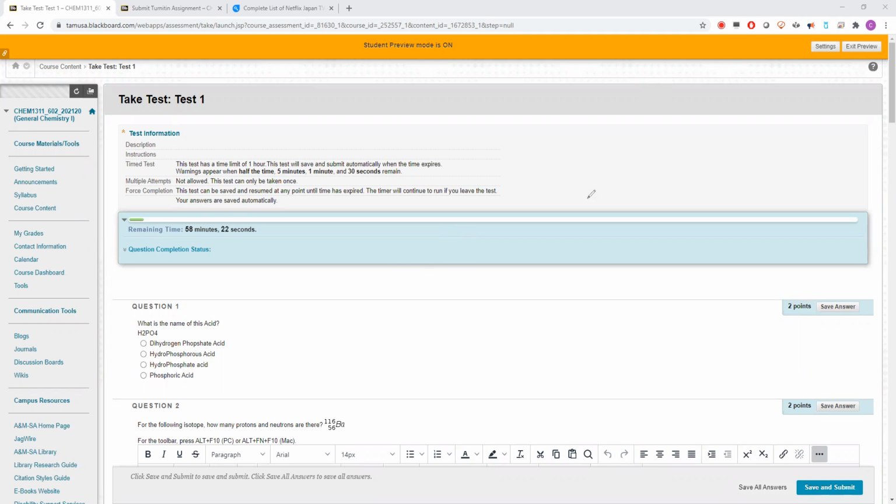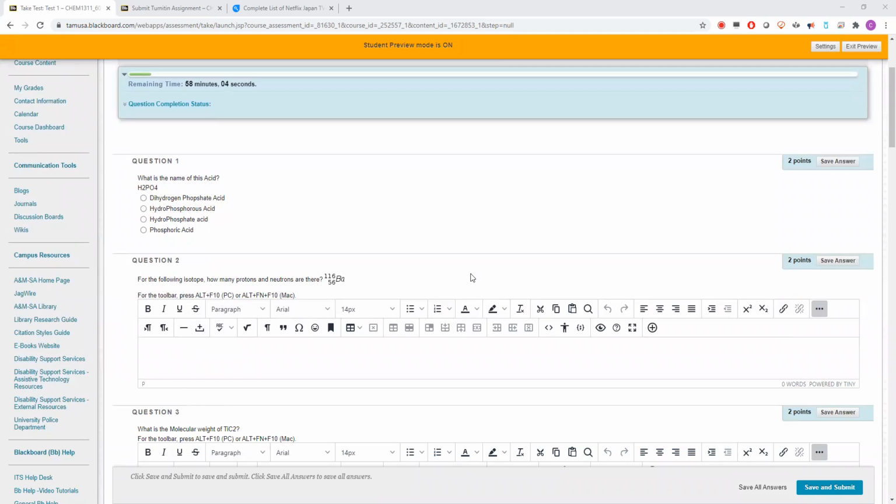So let's begin. So what's the name of this acid? So this is one of the acids that I asked you to learn the name of. H3PO4 is phosphoric acid. So that is the answer there, phosphoric.